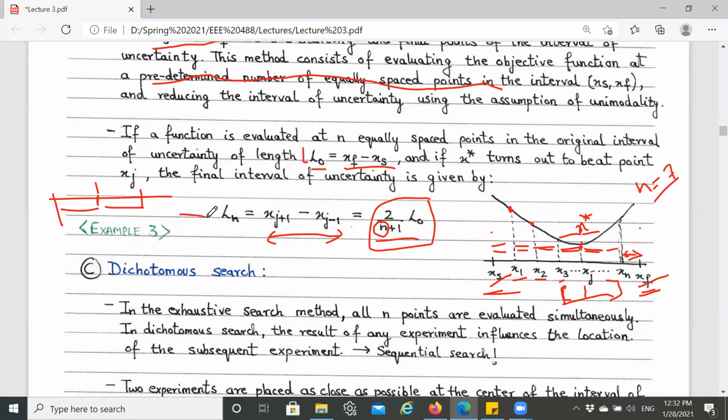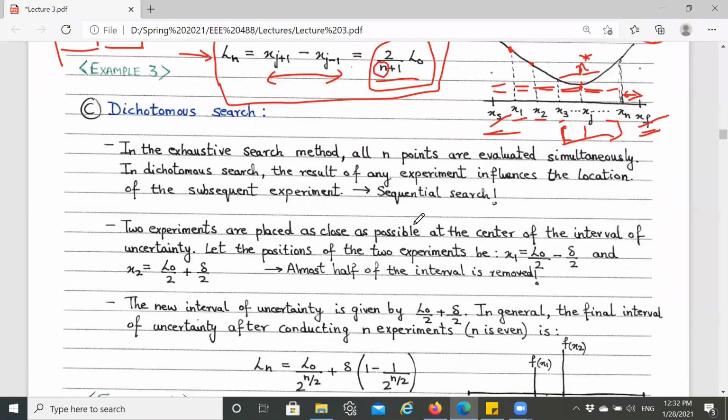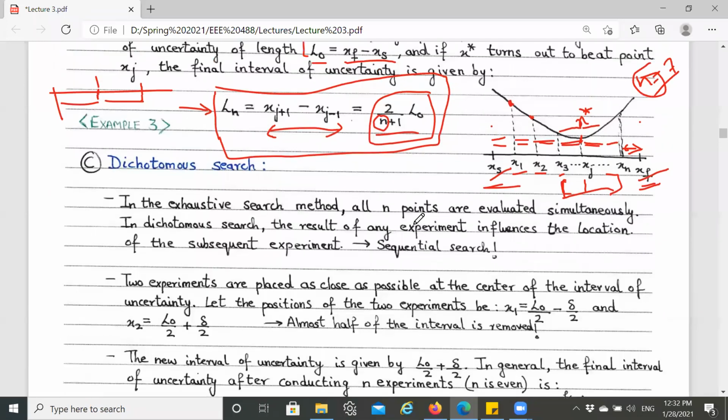So this is very important. This is very simple, because later on we'll see more complicated equations for Ln. Given L naught and given n, you should be able to find the length of your final interval. So these are questions that can come in your quiz, so pay attention.